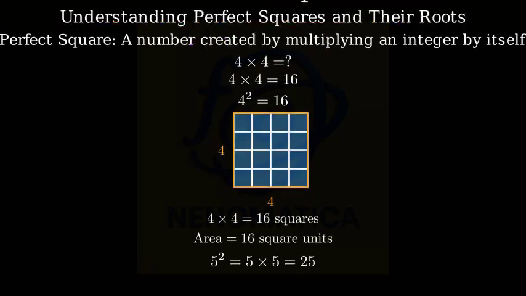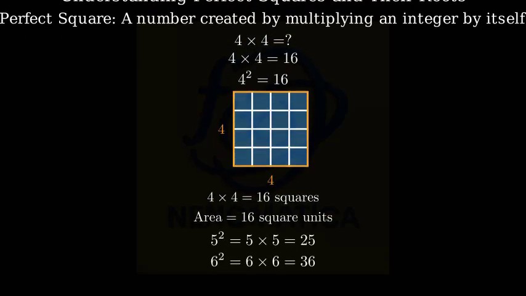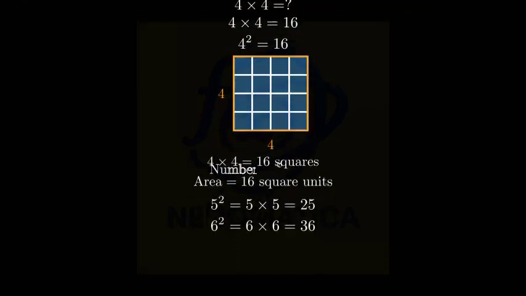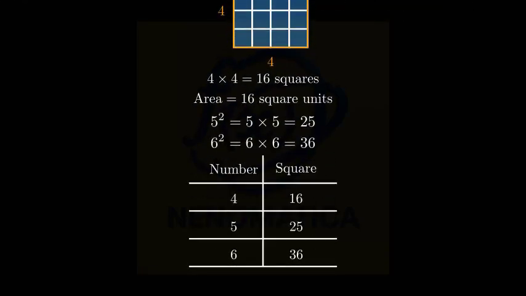When we square 5, we get 5 times 5, which equals 25. When we square 6, we get 6 times 6, which equals 36. We can organize these perfect squares in a table to see the pattern more clearly. Here we have the number, and next to it, its square. As you can see, 4 squared is 16, 5 squared is 25, and 6 squared is 36.